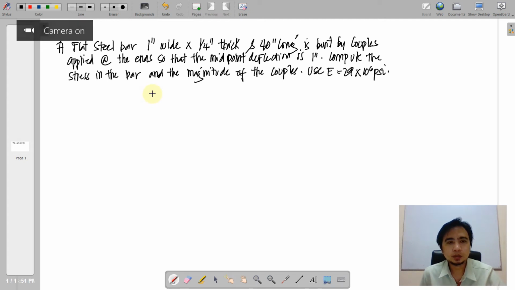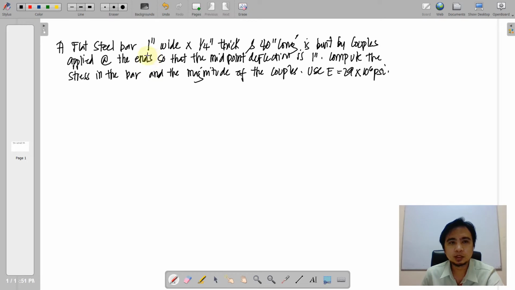So hello and welcome. Today we are going to have additional examples on flexural stress applied not only on beams but in structural members that are subjected to couples or bending. Starting with this first problem, we have a flat steel bar.